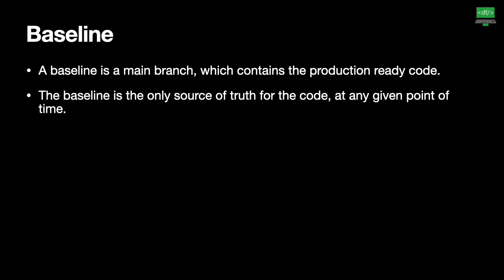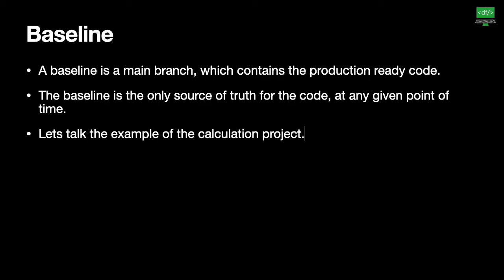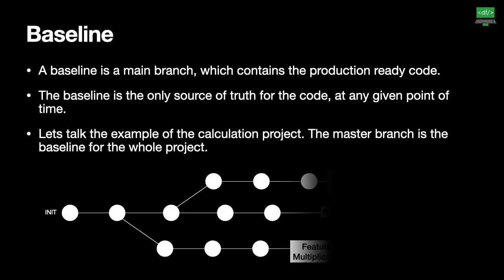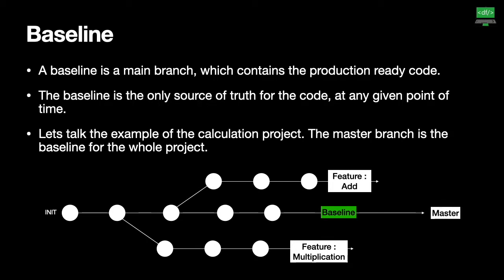A baseline is a main branch, which contains the production-ready code. The baseline is the only source of truth for the code, at any given point of time. The baseline for our calculator project is the master branch.